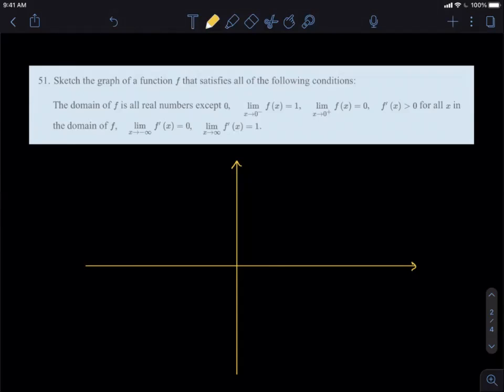And then we know that the limit from the left is going to be 1. And then the limit from the right is going to be 0. So those are the points where it needs to arrive.